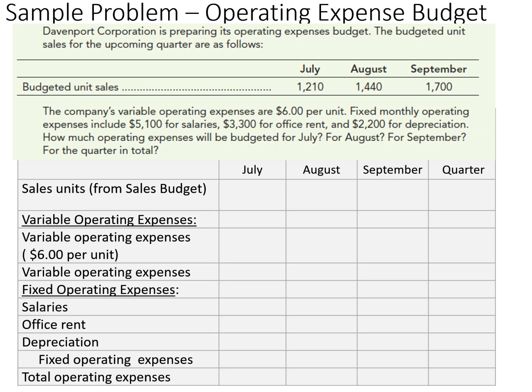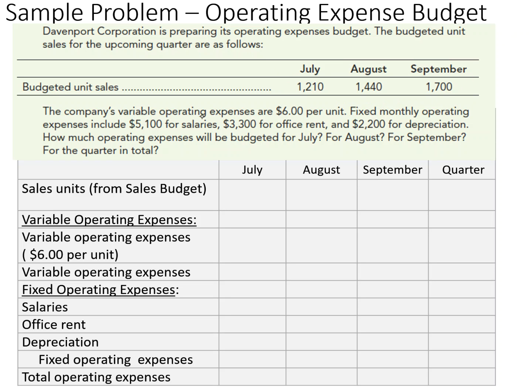Okay, so here's a problem where we're asked to prepare the operating expense budget. It says Davenport Corporation is preparing its operating expenses budget. The budgeted unit sales for the upcoming quarter are as follows. So we're given that information that would typically come from your sales budget.